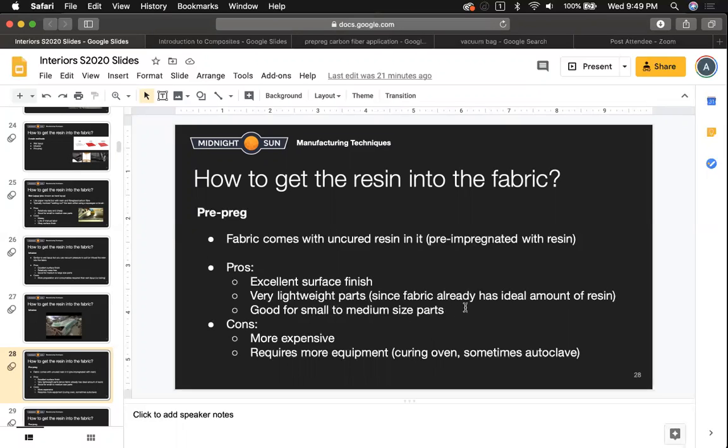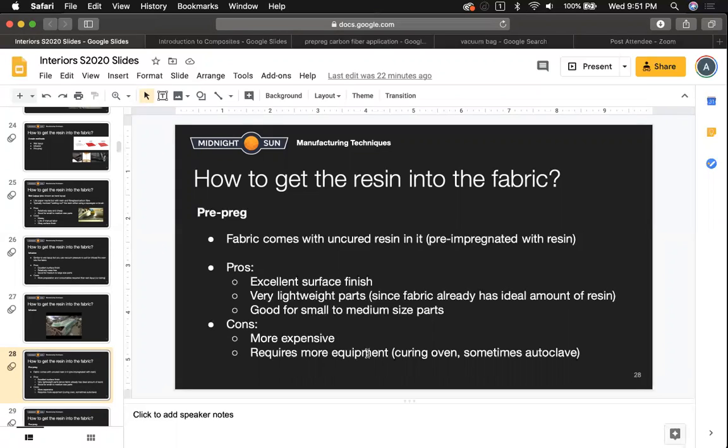It can be used for larger parts too, but it gets considerably more difficult, especially with all the equipment required. And that's where you get into the cons, where it's a lot more expensive, mainly because of the actual cost of the material itself. You're paying for both the fabric and the resin, and all the work and science that's gone into getting the right amount dosed into that resin. So it tends to be a lot more expensive than raw materials.